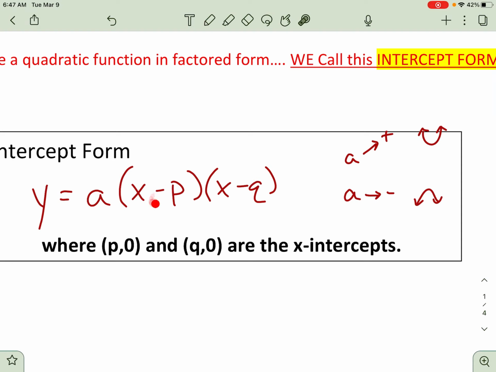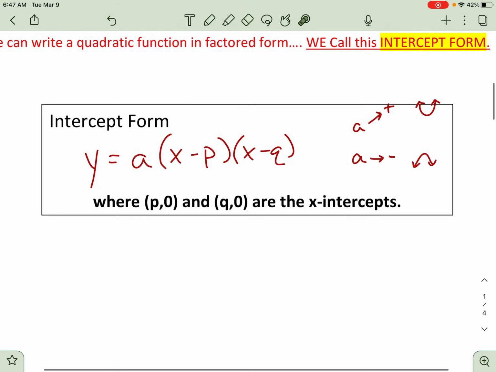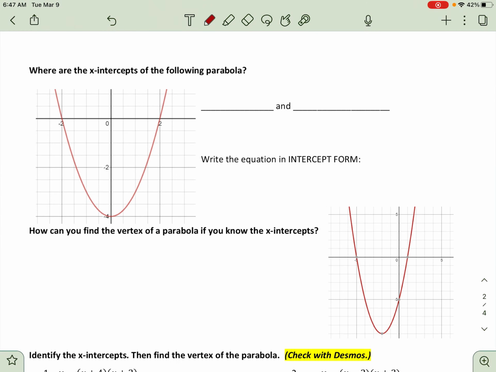And notice p and q are negative inside the parentheses, but in your intercepts, like on the graph, they would be the opposite of that. Okay, so it's always the opposite of what's inside the parentheses there. Okay, so let's take a look at some examples of intercept form here.